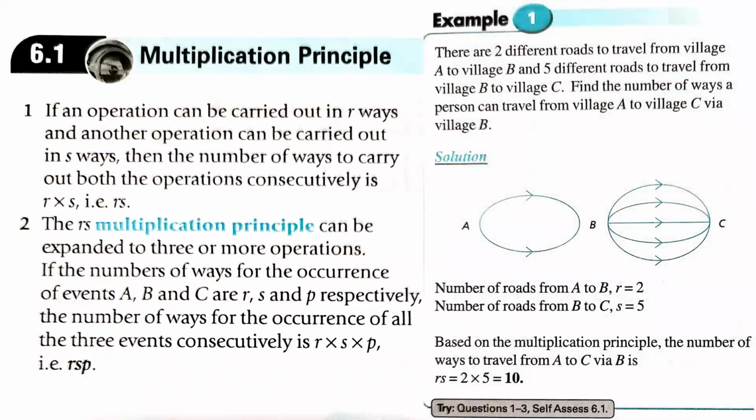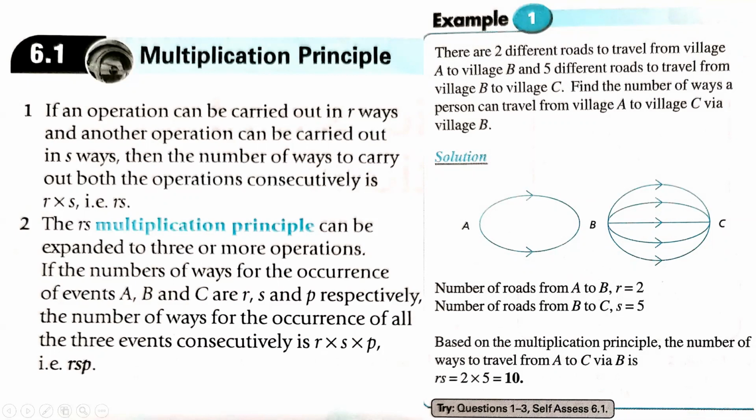So let's see. There are 2 different roads to travel from village A to village B, and there are 5 different roads from village B to village C. Find the number of ways a person can travel from village A to village C via village B. The number of roads from A to B is 2, B to C is 5. So based on the multiplication principle, it's 2 times 5, which is 10. You can try it like this.